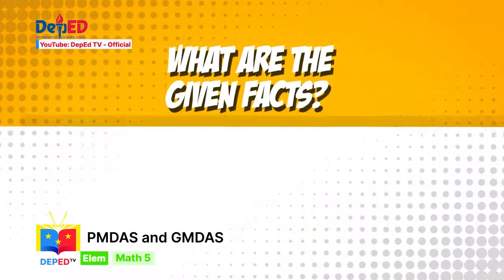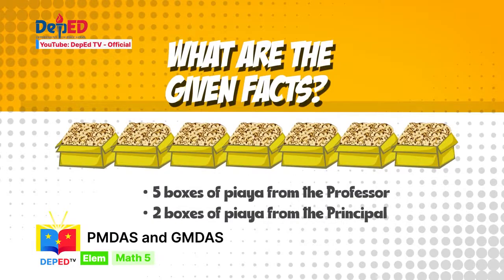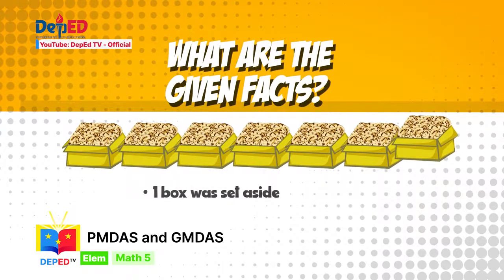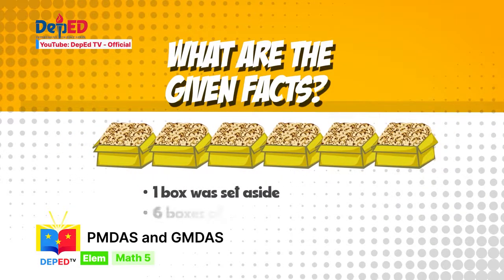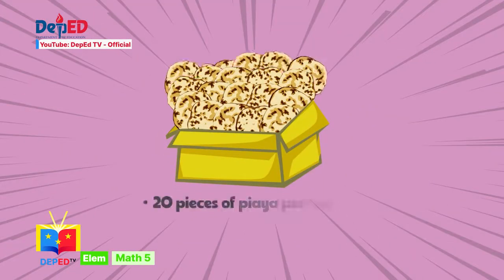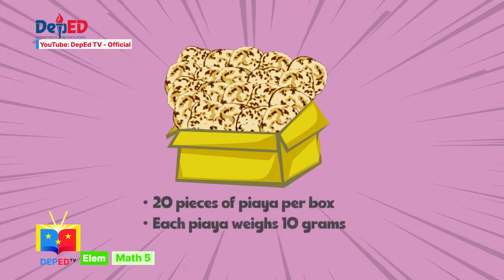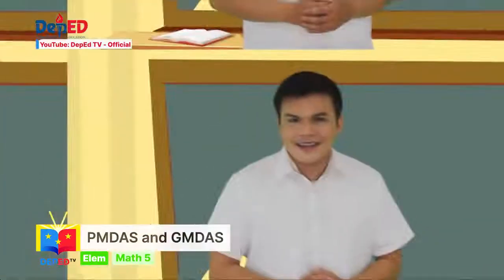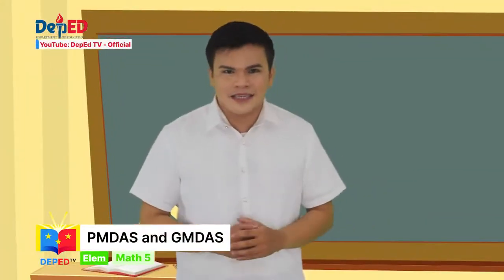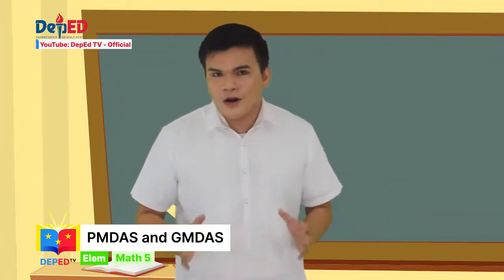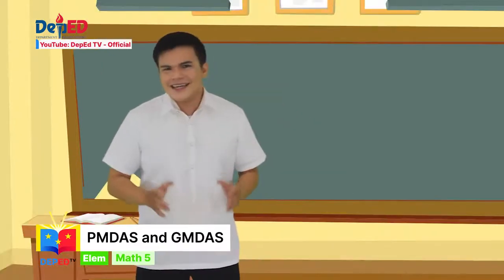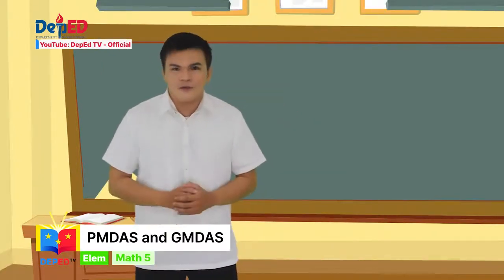Initially, there is a total of 7 boxes, but they were instructed to set aside 1 box, so only 6 boxes are available. In a box with 20 pieces of piaya, with each piece weighing 10 grams, they have to multiply 20 by 10 to get the total weight per pack. Then, they multiply that by 6 to get the total weight of all boxes. Lastly, they have to divide the total weight by 5.